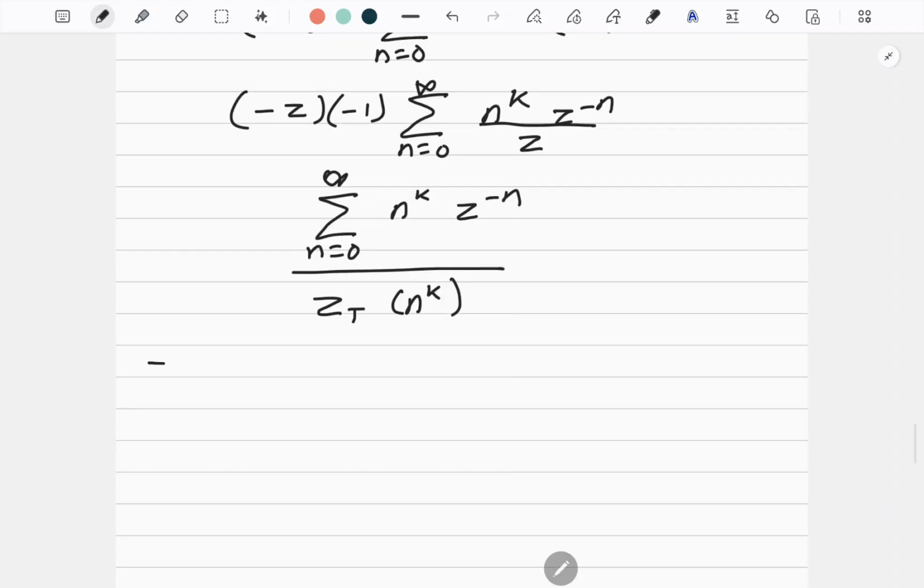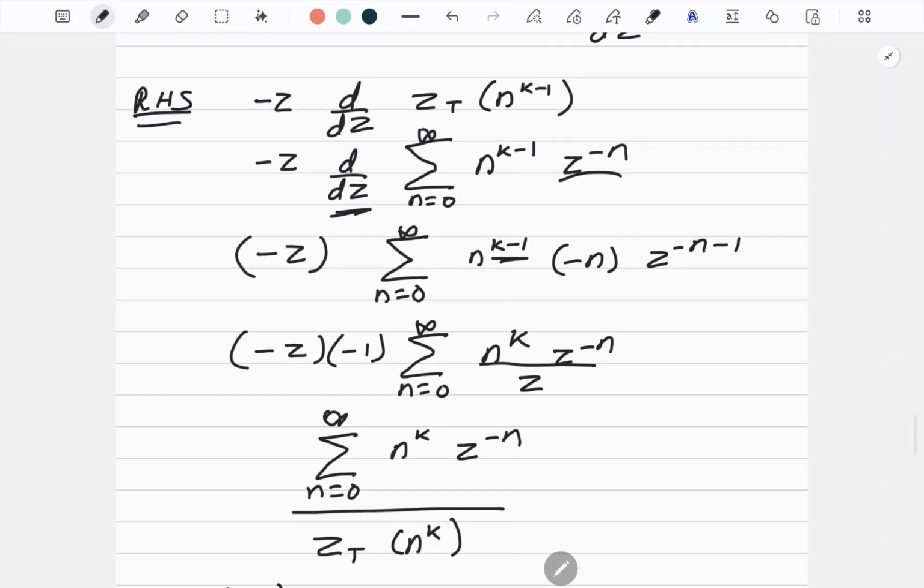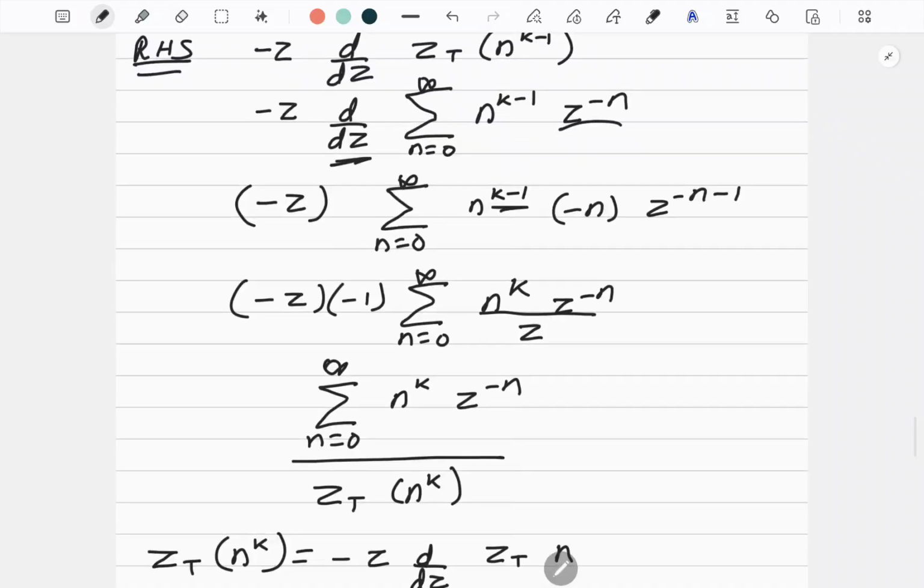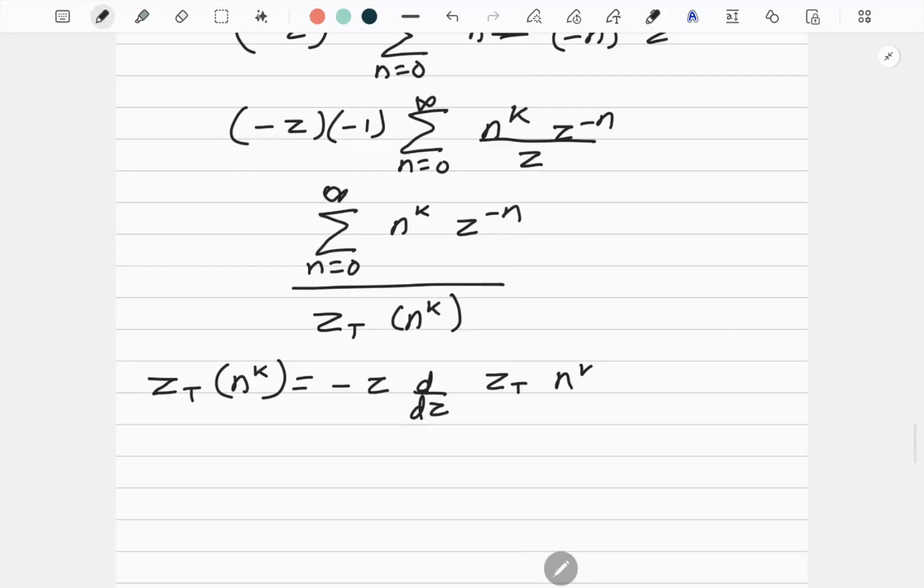So what is the important result I got? Z transform of n to the power k is equal to minus, look at the result, z d by dz of z transform of n to the power k minus 1. Right? Z transform of n to the power k minus 1.